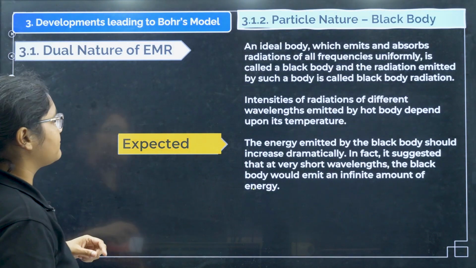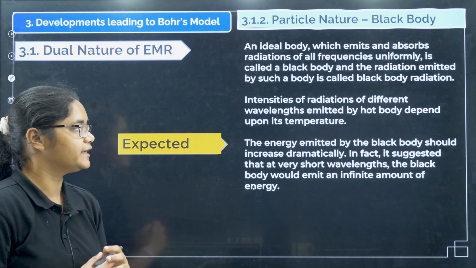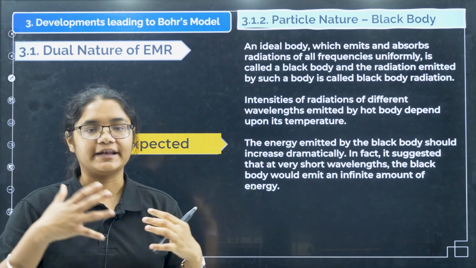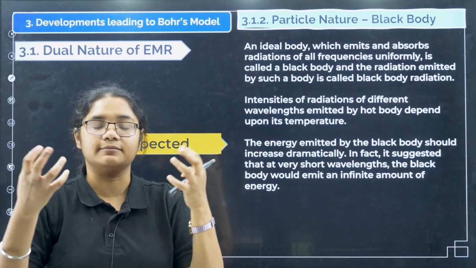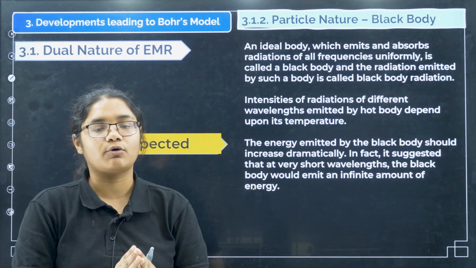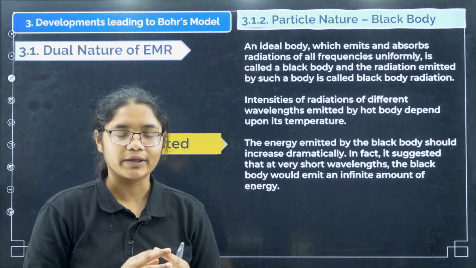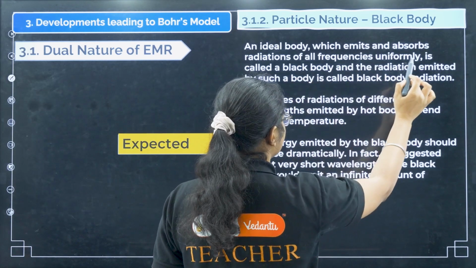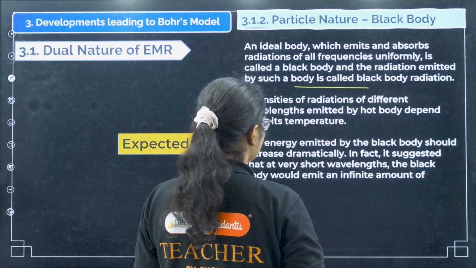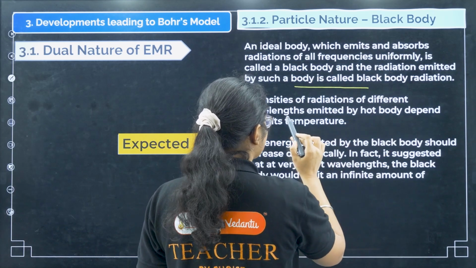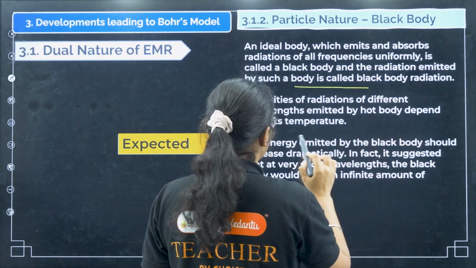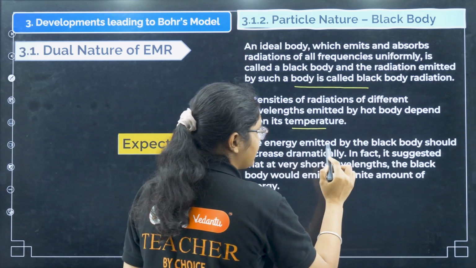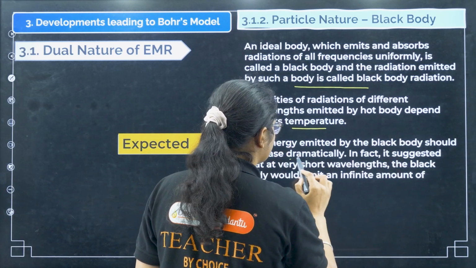Okay. Next, this is about black body radiation. Generally, a black body emits radiations of all frequencies or absorbs all frequencies. That type of body is called a black body. An ideal body which emits and absorbs radiation of all frequencies is called a black body. Intensities of radiations of different wavelengths emitted by a hot body depend upon the temperature. Now what was expected here is the energy emitted by the black body should increase dramatically.